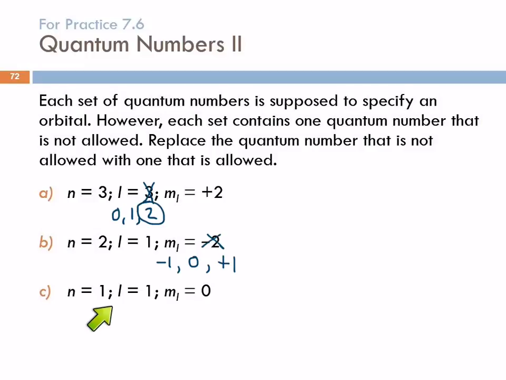Let's look at this last one. So n is 1. Can l be 1? Nope. What does l have to be? 0. Okay? Any questions?